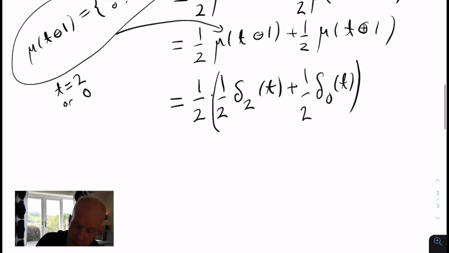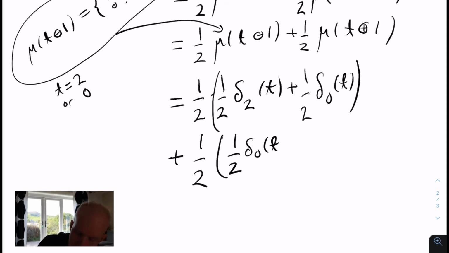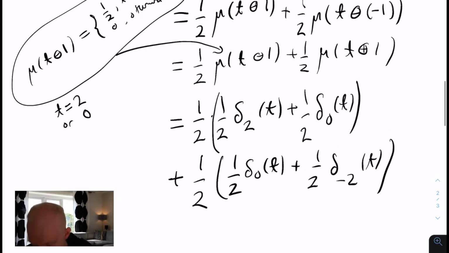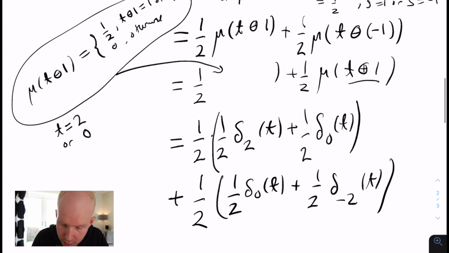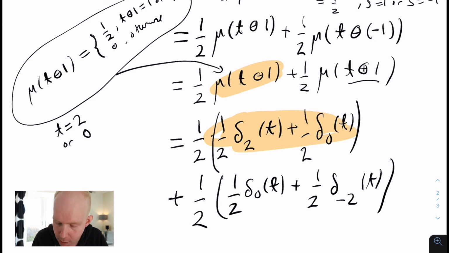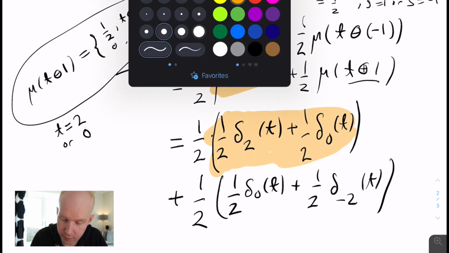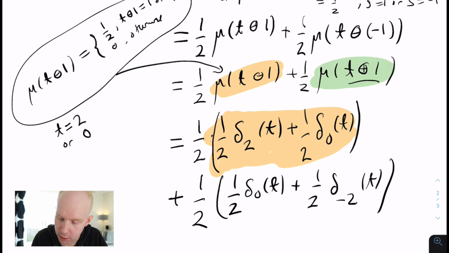That's for the first one, and then the second one is plus half of the, I have to do the same way, so this is Dirac at 0 of t plus half Dirac at minus 2 of t. I'm just using this again for this one over here. Actually, let me use a color so you see how it looks. So this one is over here. That's using the definition of mu, and then we have the green one here. This is the definition of the green one.